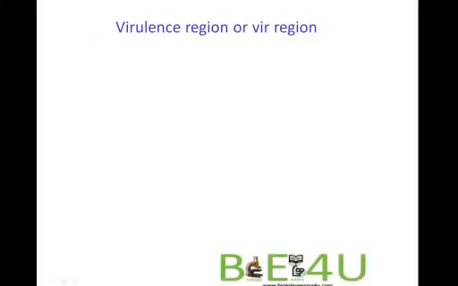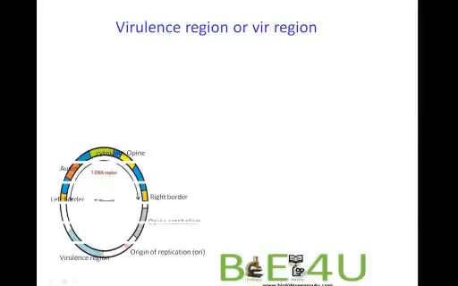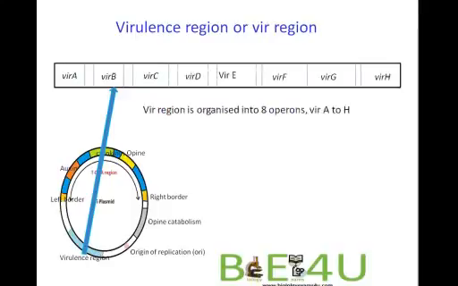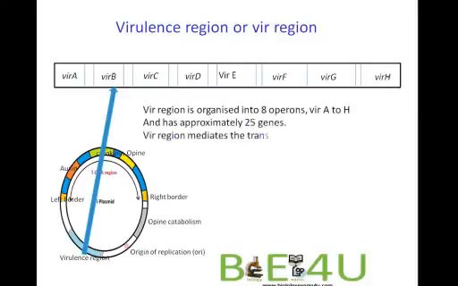plant genome. Now the second most important part of the plasmid is the virulence region, or vir region. In this region, a number of genes are present, organized into 8 operons designated vir A to vir H, with approximately 25 genes. The vir region mediates the transfer of tDNA to the plant genome, and regulates the transfer of tDNA and its successful integration into the plant genome.